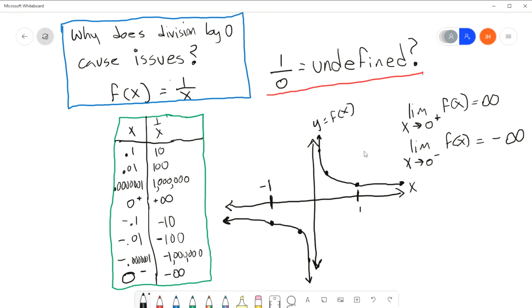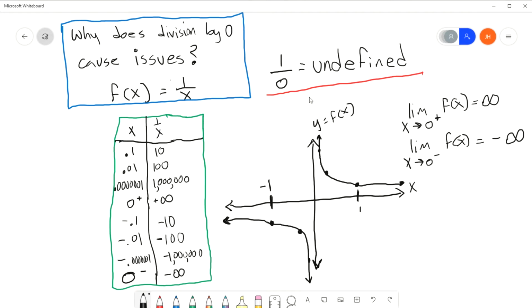So then what we observe is, okay, so what happens when I actually plug in 0? Well, I'm getting out both infinity and negative infinity. That's not possible. I can't get two values out from 1 divided by 0. So therefore, it's undefined, right? So I know for sure this is undefined.